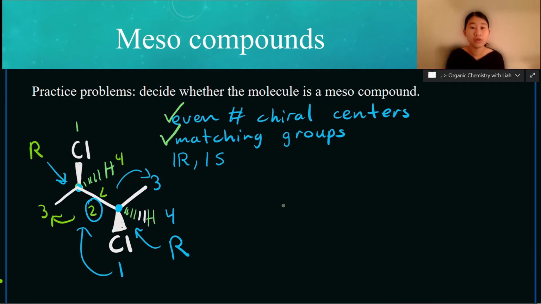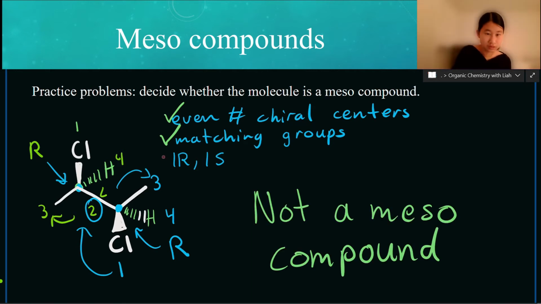Now remember, for a meso compound, we need one chiral center to be R and the other to be S. But here we have both chiral centers as R. Therefore, this is not a meso compound. So this criteria was not satisfied.